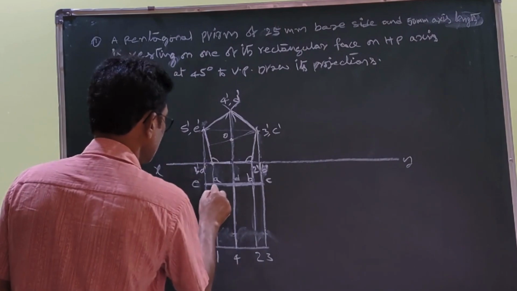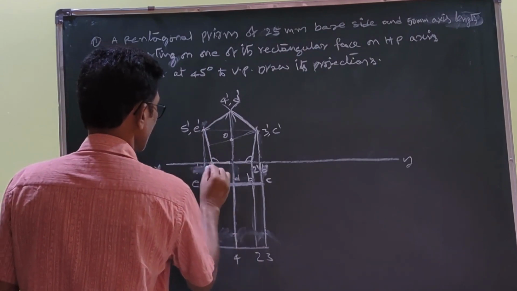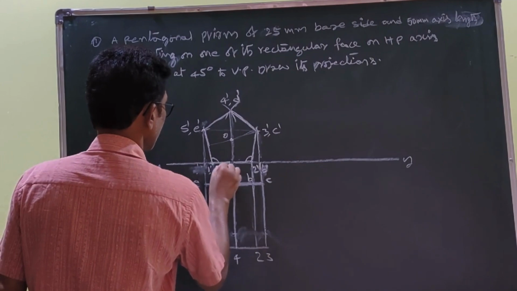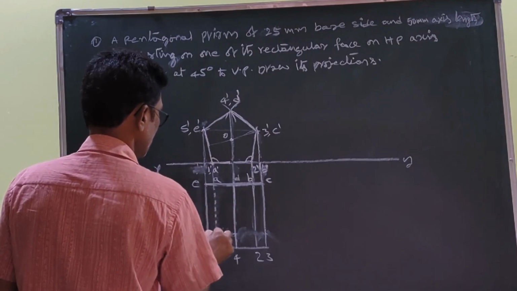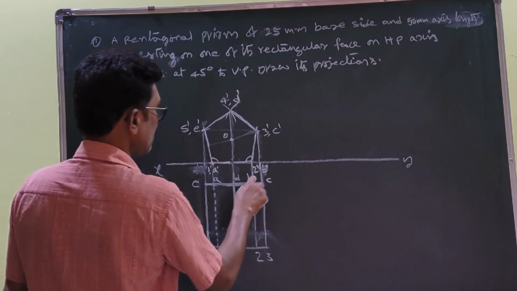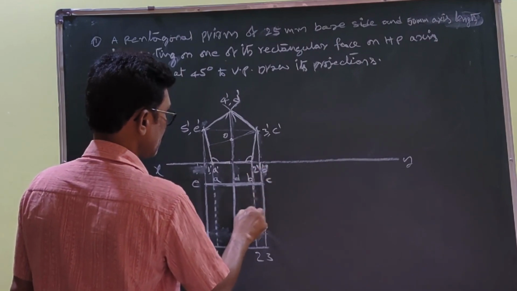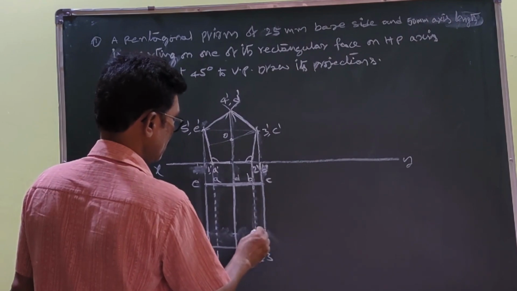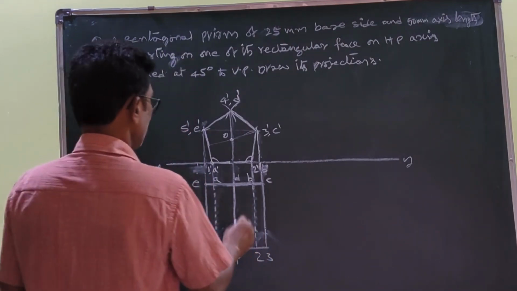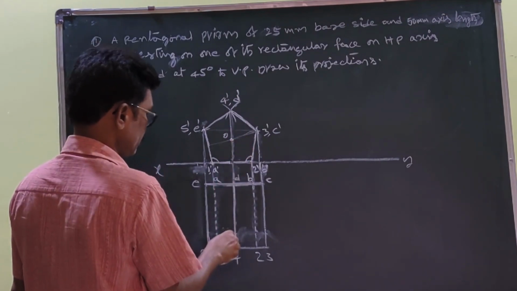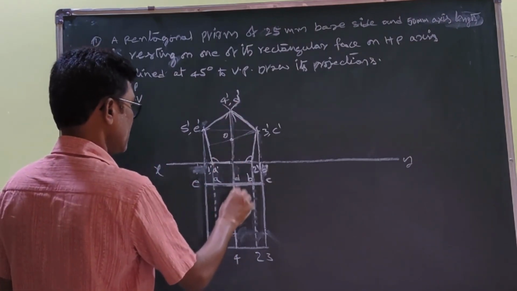So what are the dotted lines? This is the dotted line, 1 dash A dash. This line does not appear, so that is a dotted line. Here also 2 dash B dash in the top view does not appear, so that is a dotted line. But the axis is also represented, not in the full length, but 4 dash D dash is coming over the axis, so that D4 is also full length.